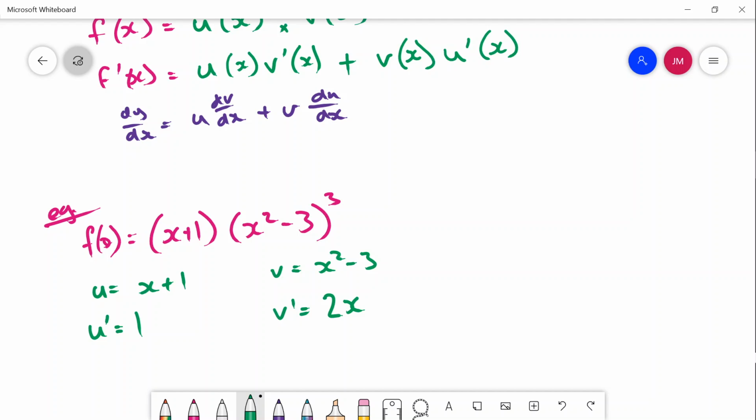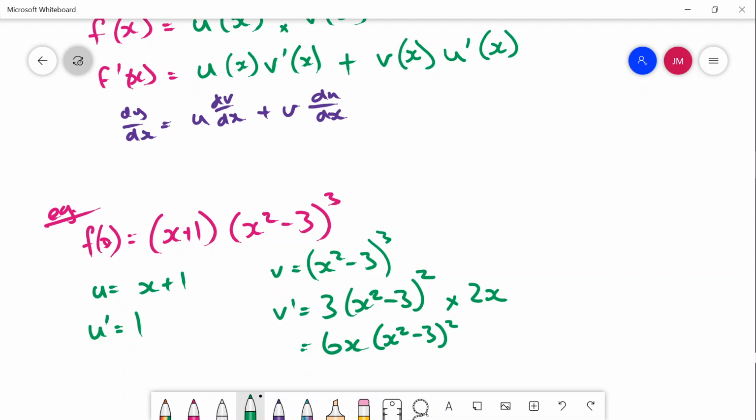Oh no, I've stuffed that up, haven't I? That should be all of that cubed. So then I'd have 3 times x squared minus 3 squared, multiplied by the derivative of what's inside the bracket, which would be 2x. So that would be 6x times x squared minus 3 all squared.